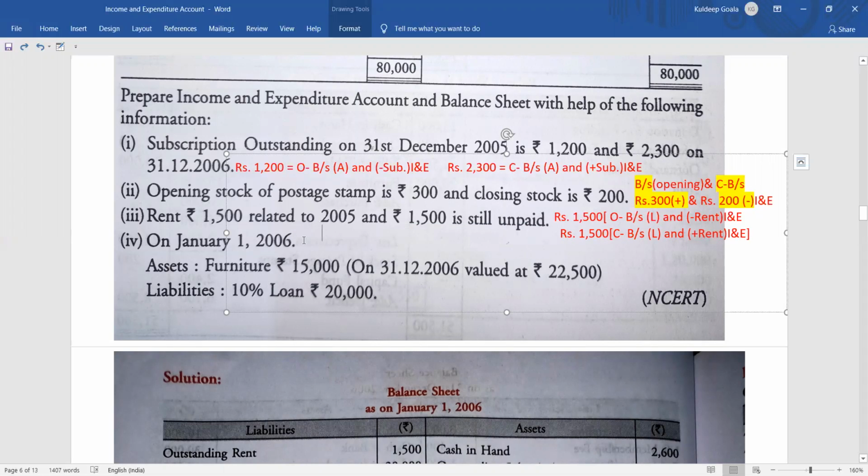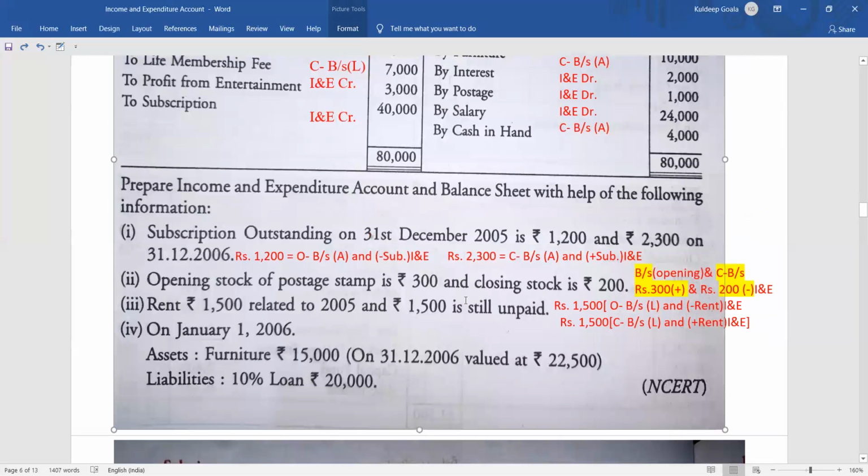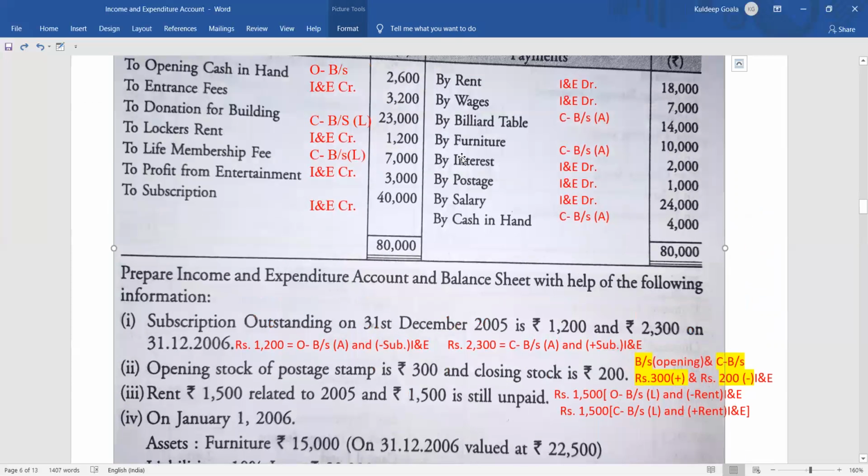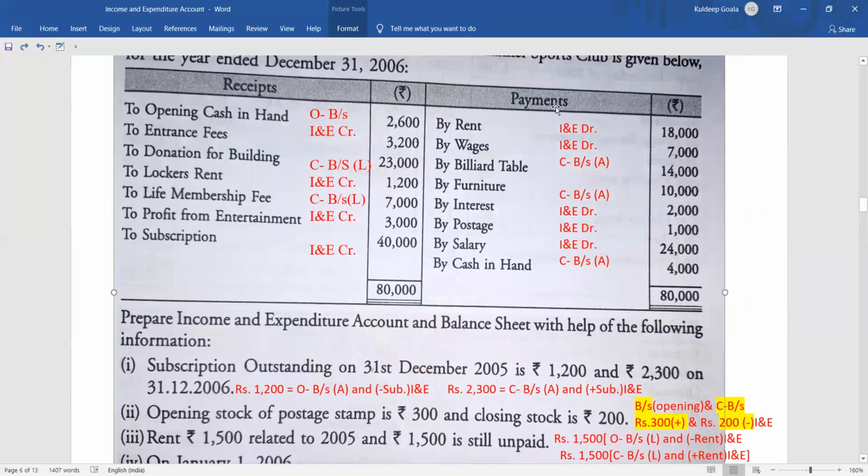Okay, now moving to the next one. On 1st January 2006, assets were like this. Assets that include furniture of 15,000, on 31st of December 2006 valued at 22,500. What is our year ending? 31st December 2006. So as on 31st December 2006, the value of furniture is 22,500. We can see the furniture has been purchased. How much? Payment side means purchases. How much? 10,000. If any asset is in the payment side of the receipts and payments account, it means we have made payment for that in that year. That means we have purchased the furniture in that year. So furniture has been purchased, 10,000.